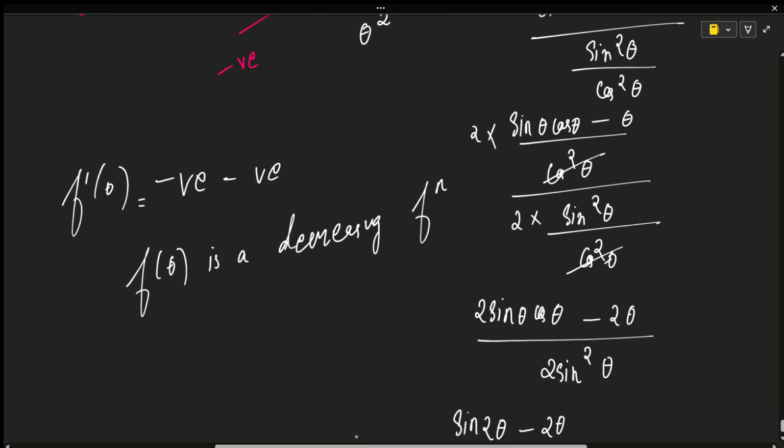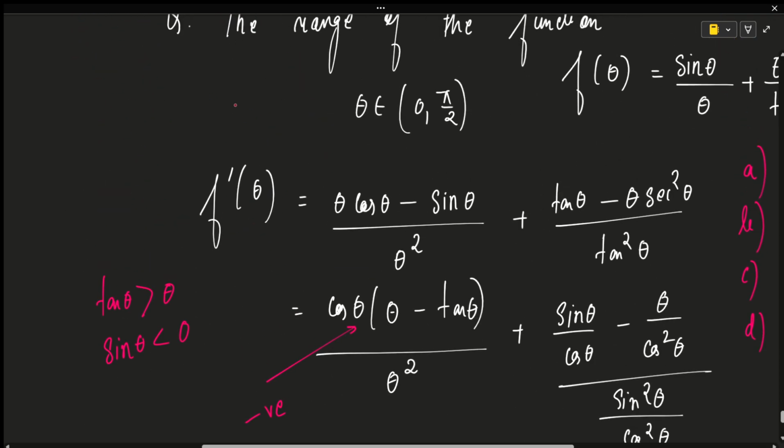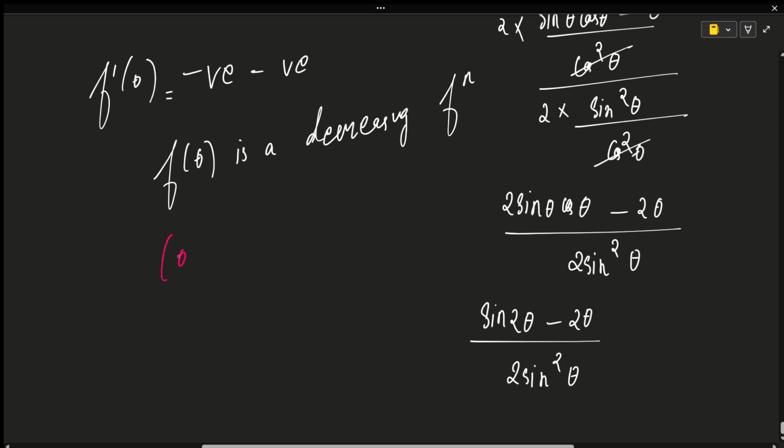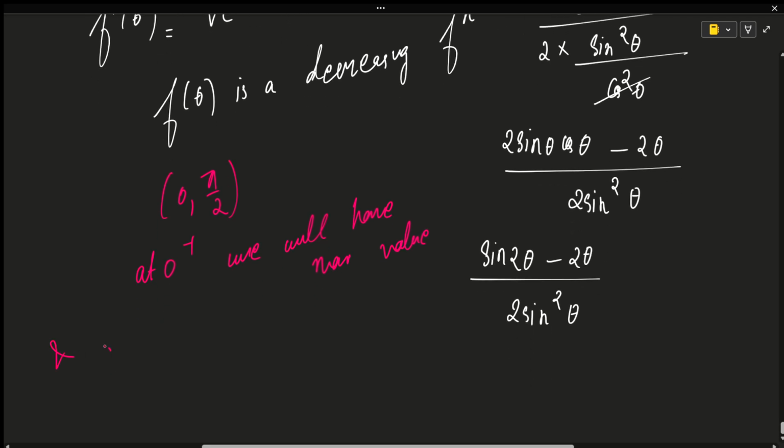Then what I can say is that we had the range 0 to pi by 2. So at 0 plus I am going to have the maximum value, and at pi by 2 minus we will have the minimum value. So I am going to calculate the limit at those 2 points.